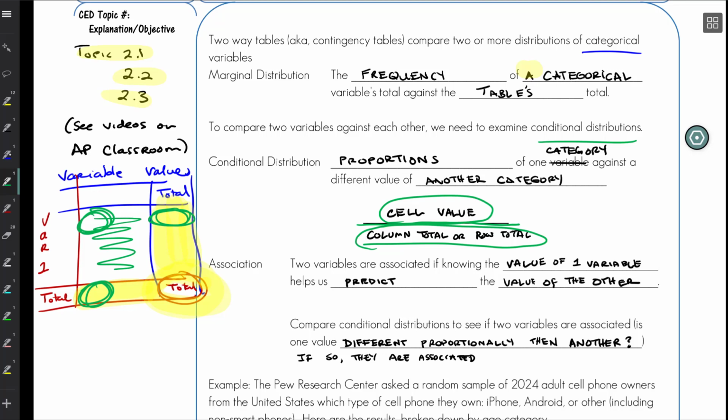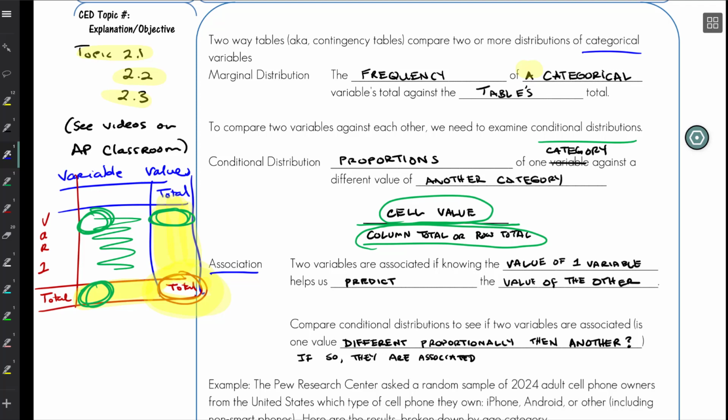Now, why is this important? Why do we want to look at conditional distributions? Because they tell us if two variables are associated with each other. Two variables are associated if knowing the value of one variable helps us predict the value of the other. It's sort of like cause and effect, but not quite as powerful as cause and effect. What it does is help me see how one variable is related to another, so I can start to make accurate and reliable predictions, and that's what statistics is all about.